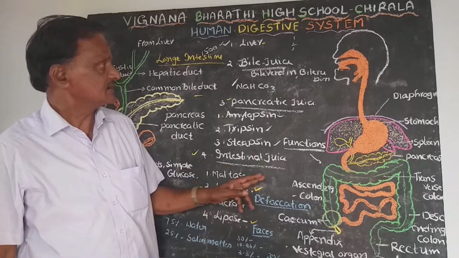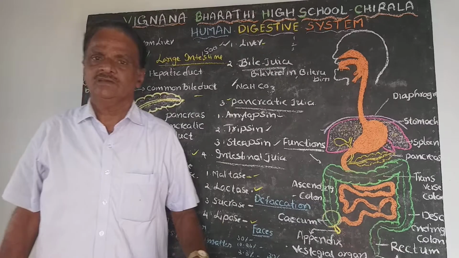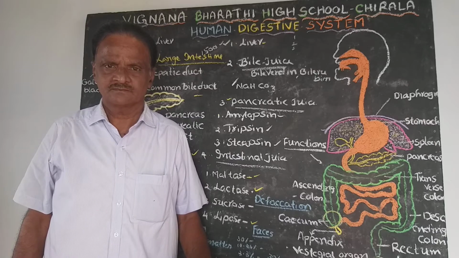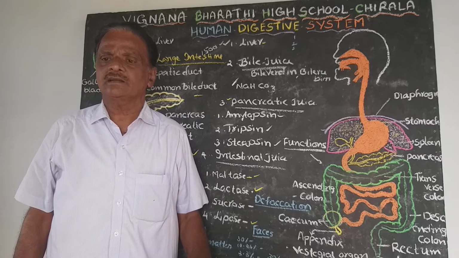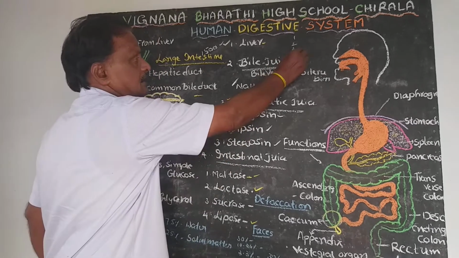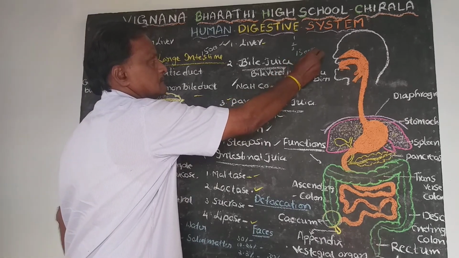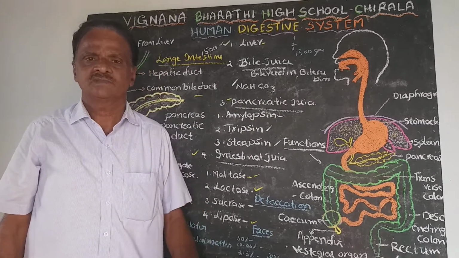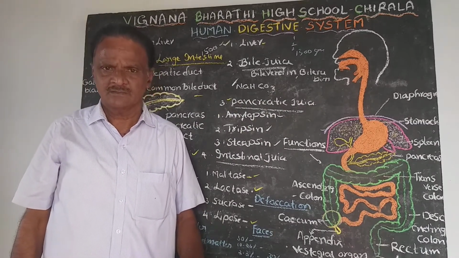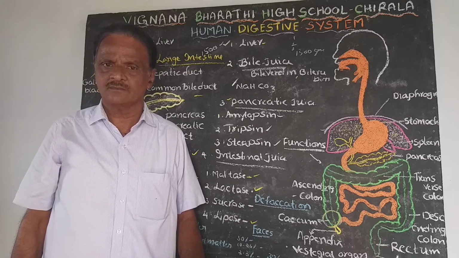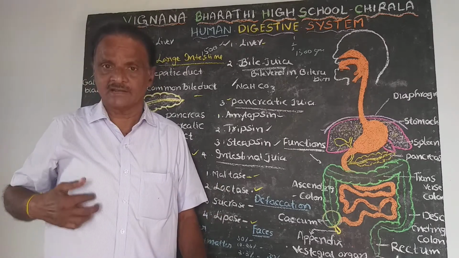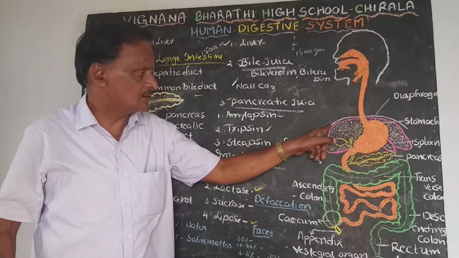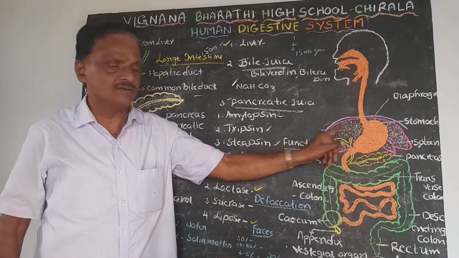Today, the first part is the liver. The liver is the main gland of the body, weighing about 1500 grams. It is situated on the upper right side of the abdomen, just below the diaphragm. This is the liver.